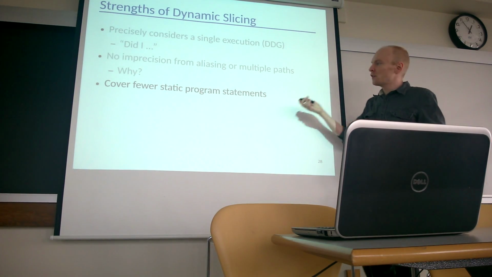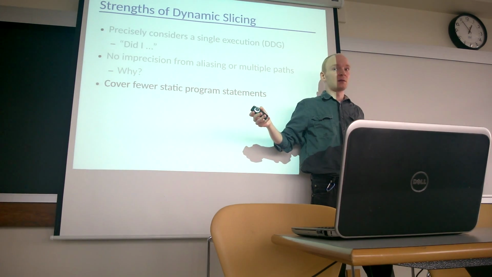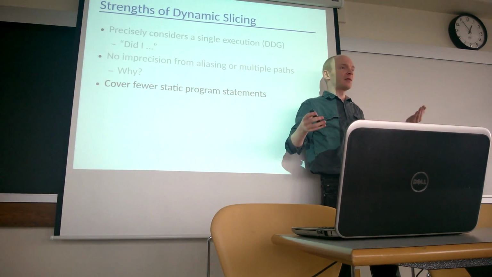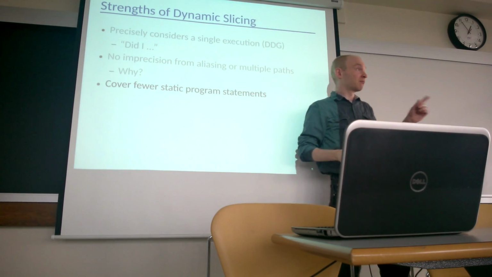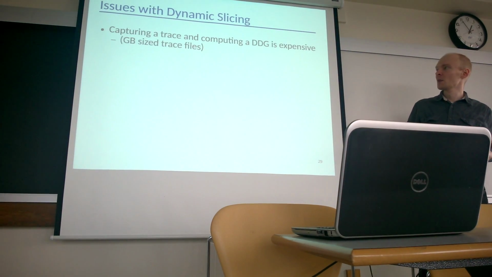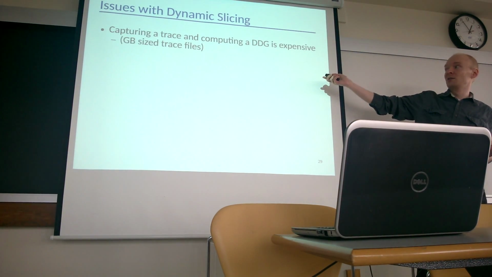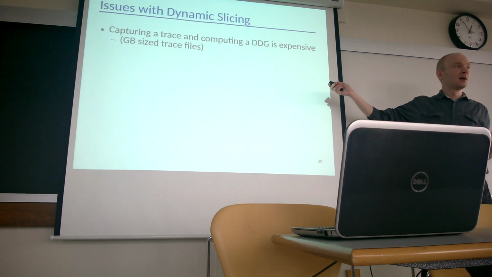They tend to cover fewer static program statements because of that precision. Because you don't have to worry about, well, this function pointer could have pointed to 5 different functions. No, it pointed to one, and you know which one that was. The problems, however, are that traces and computing dynamic dependence graphs can be pretty expensive.